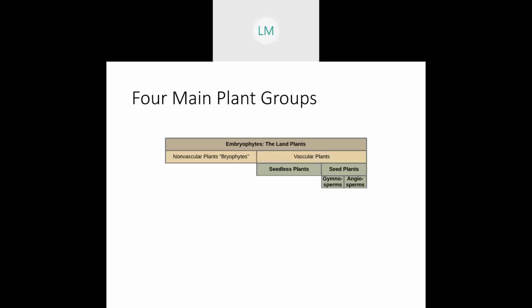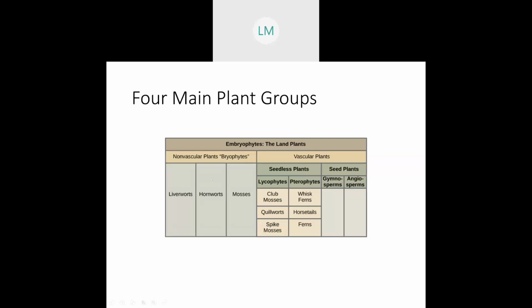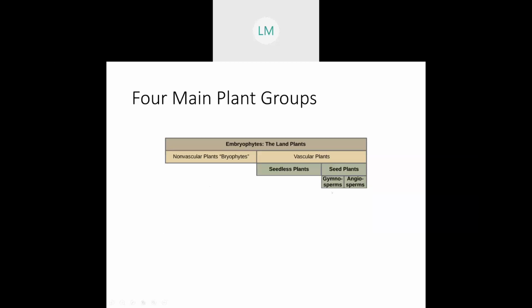So if you kind of expand those columns, you can see the types of plants that are in each of these groups. So we'll talk about these a little bit, but this is what I really want you to understand as far as how this division of land plants goes. What are those major splits in land plant evolution?